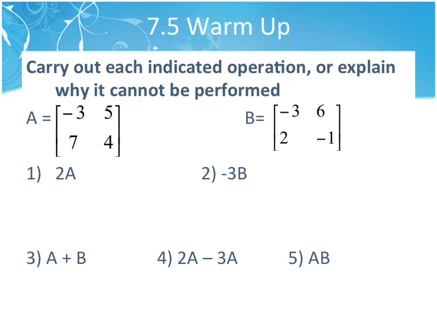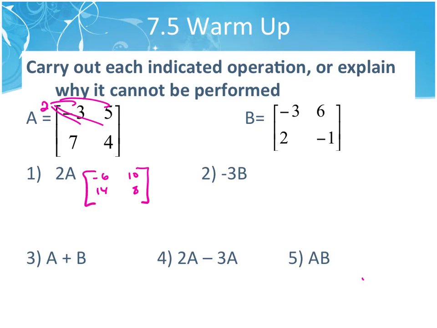Okay, so 7.5 was our adding, subtracting, and multiplying, and then the scalar multiple on the matrices. So the first thing you want to do, remember, is check to make sure it can be done, right? So for A, obviously a scalar can be done to any of the matrices. I just want to take the 2 and multiply it in on A. So 2 is going to go to all 4 parts here. And I get negative 6, 10, 14, and 8.